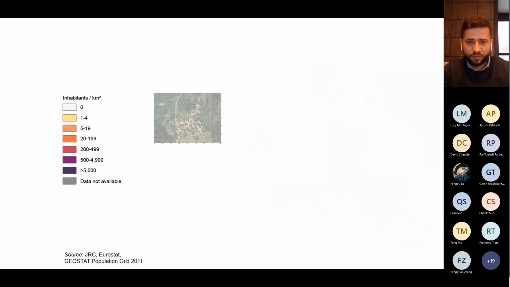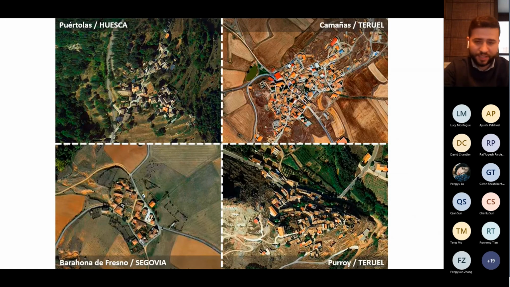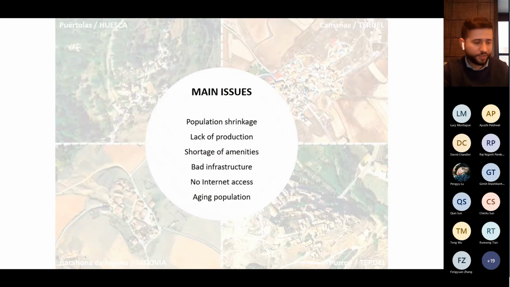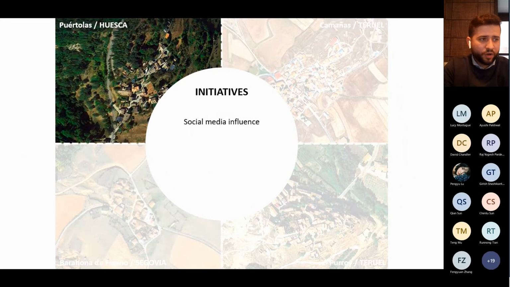In this context, we can find plenty of examples of declined rural communities in Spanish territory, such as these small villages located in the provinces of Huesca, Teruel, and Segovia, which share quite similar issues like population shrinkage, lack of production, shortage of amenities, bad infrastructure, no internet access, and an aging population. However, some initiatives emerged in these communities to overcome these issues. For example, in the village of Puertolas in Huesca, one of its current inhabitants who came from the city started sharing his experience on the internet, and other families decided to move to the village thanks to the social media.